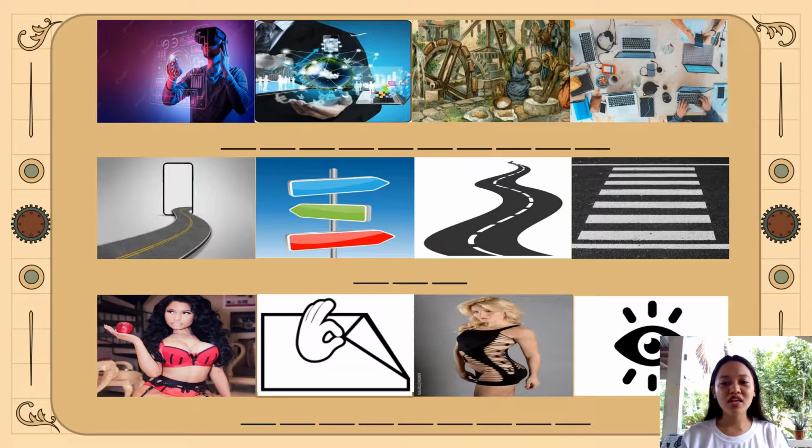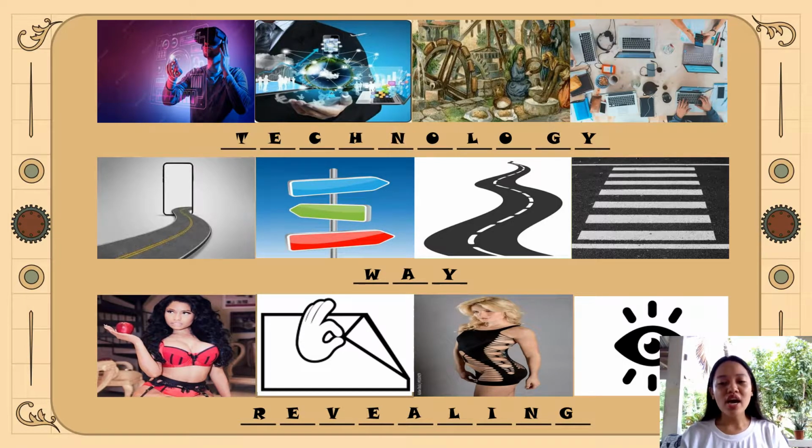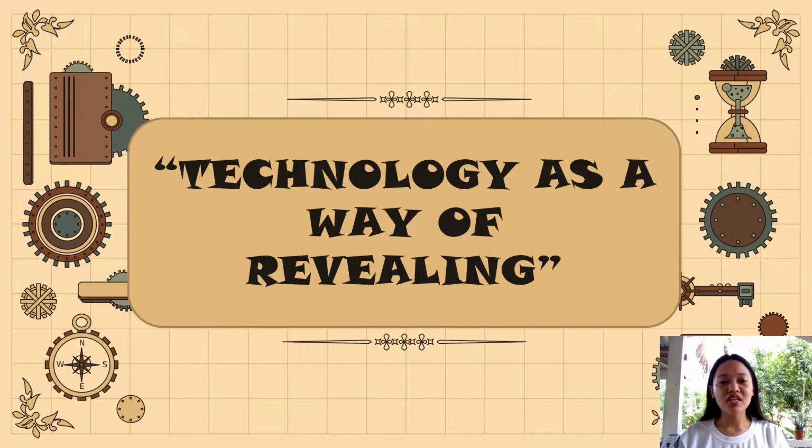What do you think is the specific word that fits the theme of the pictures? Okay, technology. And then we have the second picture. What do you think is the word that associates with the four pictures presented? Yes, that's right. And the last one? Okay, that is revealing. So now, do you have any idea what our topic will be all about today? Our topic is all about technology as a way of revealing.